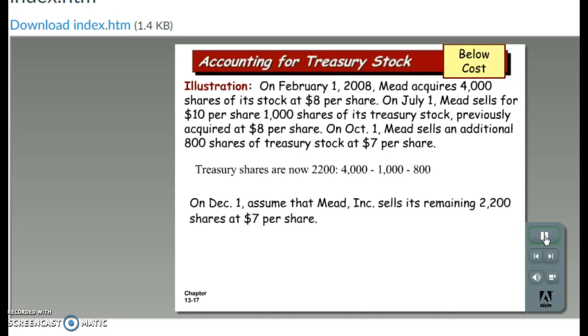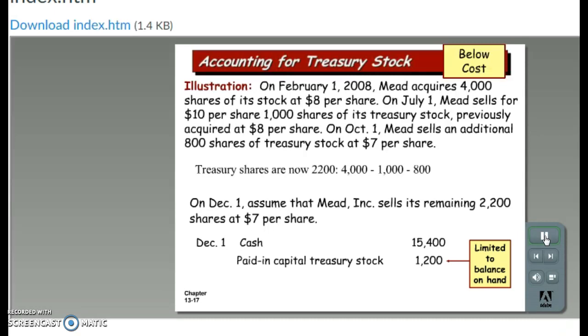If on December 1, Meade sells its remaining 2,200 shares at $7 per share, the journal entry recorded on December 1 will include a debit or increase to cash for the cash received of $15,400. The paid-in capital treasury stock will be debited or decreased for the balance on hand of $1,200 shown on the previous slide. The remaining difference between cost and selling price of $1,000 debits or decreases retained earnings. Treasury stock is reduced or credited for $17,600. Remember, treasury stock always reflects the cost amount.